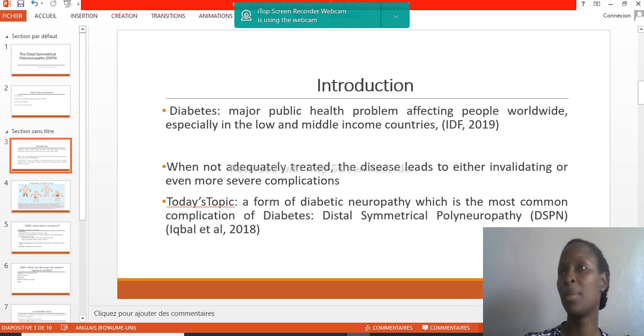You all know that diabetes is a major public health problem affecting people worldwide, but especially in the low and middle income countries. And you all know that if not well treated, the condition leads to invalidating or life-threatening complications. And today's topic is the most common complication of diabetes, which is distal symmetrical polyneuropathy.